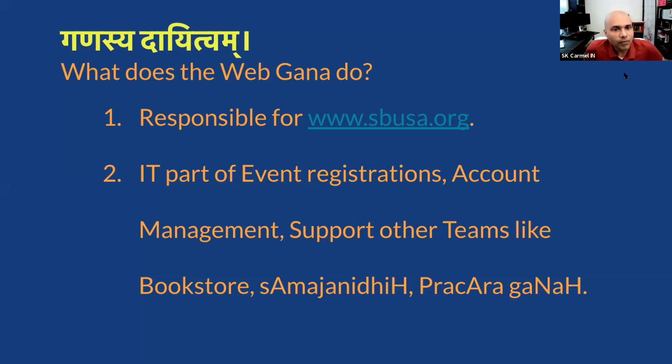So what does the Web Gana do? Primarily, we maintain the website. It is through a vendor that we maintain the website, and the website is like our front end. Underneath that, we have a database, and that is a separate system. It's a CRM system, and in that system, we do all the registrations and the account management.